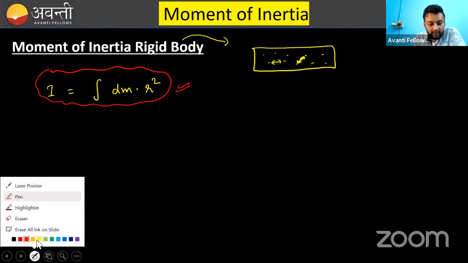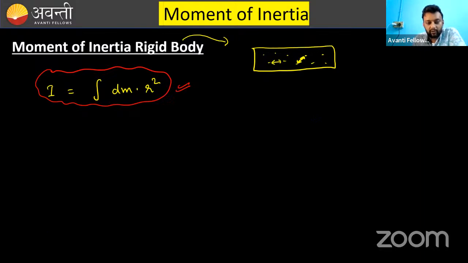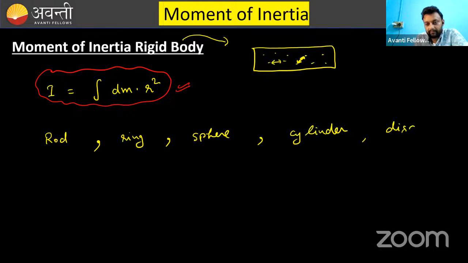Now you should remember the moment of inertia of a few continuous bodies, which you have to remember for a rod, for a ring, for a sphere, for a cylindrical body, and for a disk. A sphere may be of two types, solid and hollow. A cylinder is also of two types, solid and hollow.